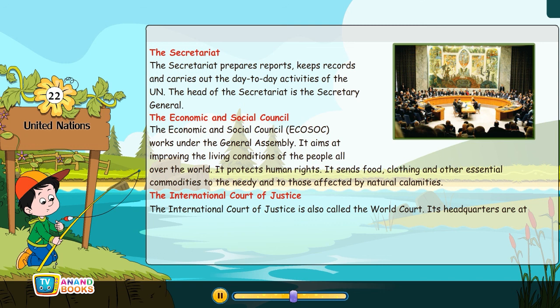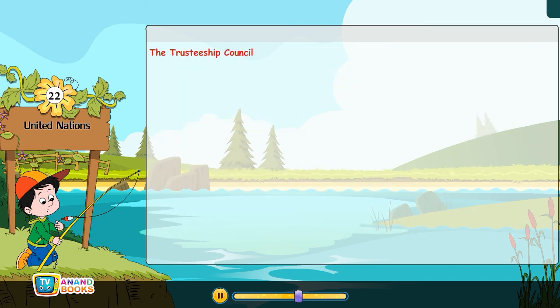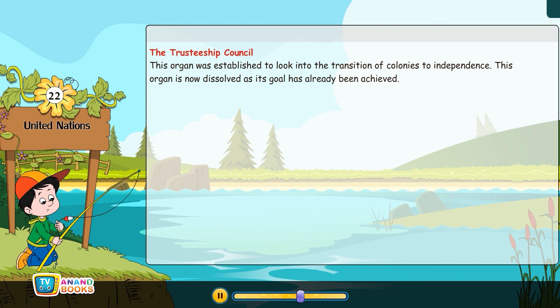The International Court of Justice. The International Court of Justice is also called the World Court. Its headquarters are at The Hague in the Netherlands. This court settles international disputes between nations in a peaceful manner. The International Court of Justice has 15 judges for a term of 9 years. The Trusteeship Council. This organ was established to look into the transition of colonies to independence. This organ is now dissolved as its goal has already been achieved.